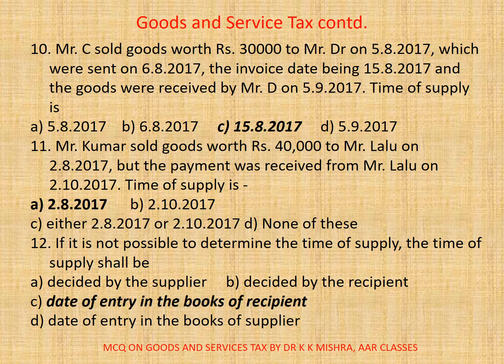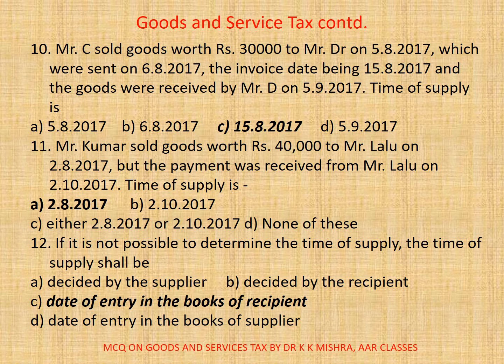11. Mr. Kumar sold goods worth rupees 40,000 to Mr. Lalu on 2nd of August 2017, but the payment was received from Mr. Lalu on 2 October 2017. The time of supply is, options are: A. 2nd of August 2017, B. 2nd of October 2017, C. Either 2/8/2017 or 2/10/2017, or D. none of these. So the correct option is A, 2nd of August 2017.